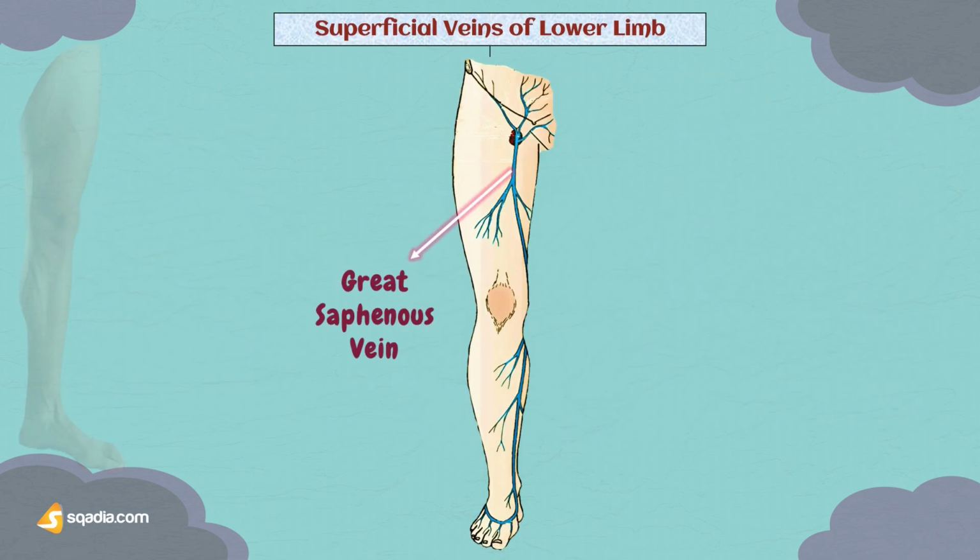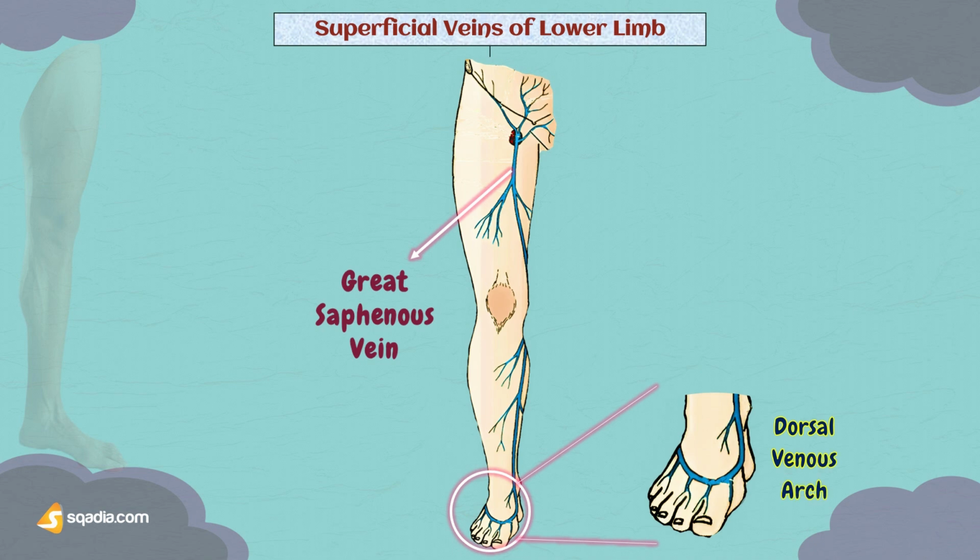The great saphenous vein. The great saphenous vein is formed by the dorsal venous arch of the foot and the dorsal vein of the great toe. The vein is also connected to the deep veins of the limb by perforating veins. It ascends the medial side of the leg, passing anteriorly to the medial malleolus at the ankle, and posteriorly to the medial condyle at the knee.